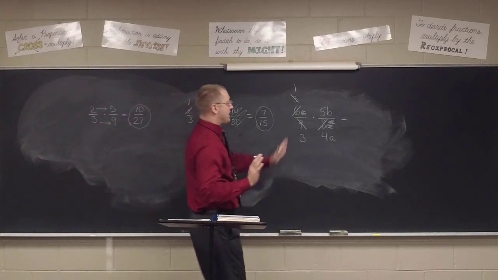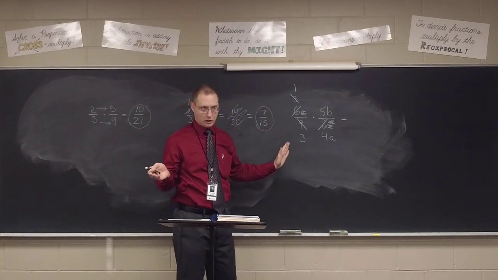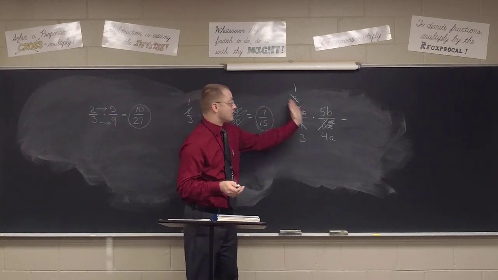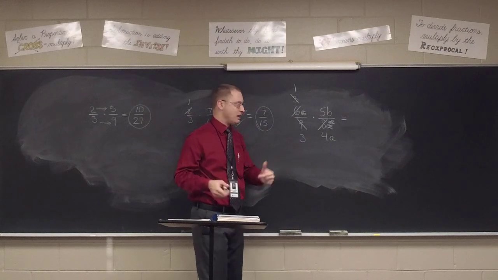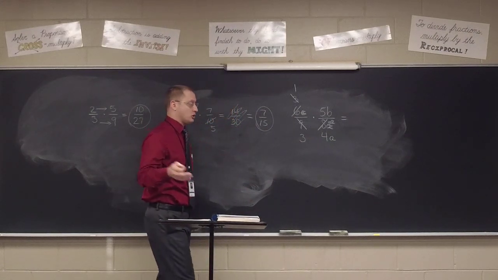Now, technically when you cancel up and down, you're just reducing, period. Like you're just reducing that fraction. But diagonally and up and down works, just not side to side, because that'd be denominator with denominator. Step number 3 is to multiply across.